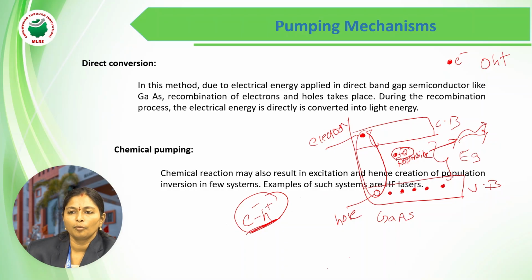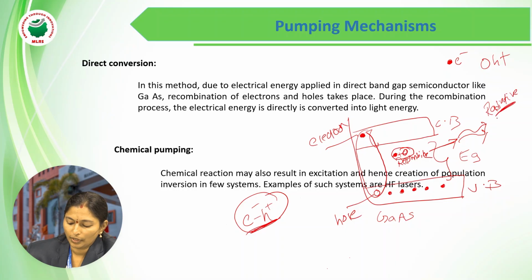Non-radiative recombination means the energy is transferred into heat energy. We do not need the heat energy. If it is heat energy, at some time the system is going to stop working. So we need only optical energy. That means our light is going to be amplified with the help of this recombination. Some recombination is happening, and that is radiative recombination.